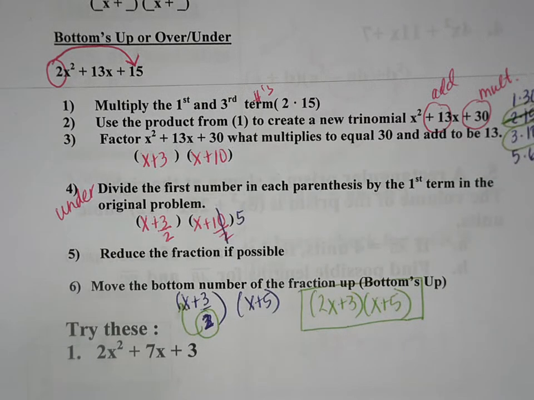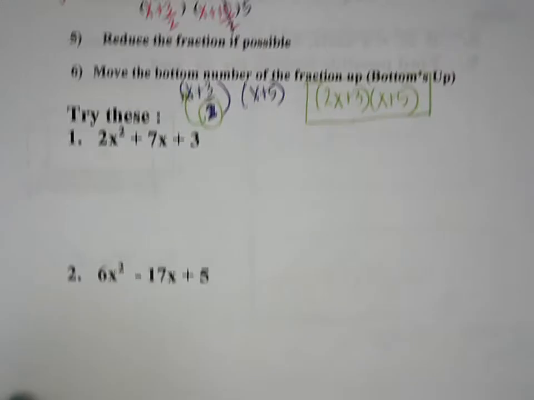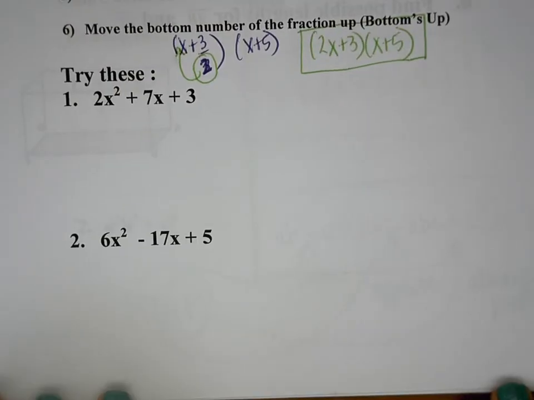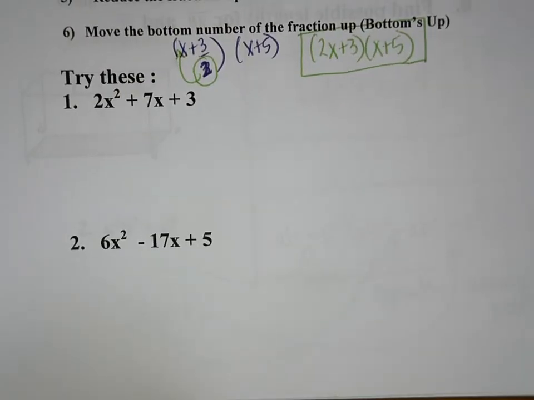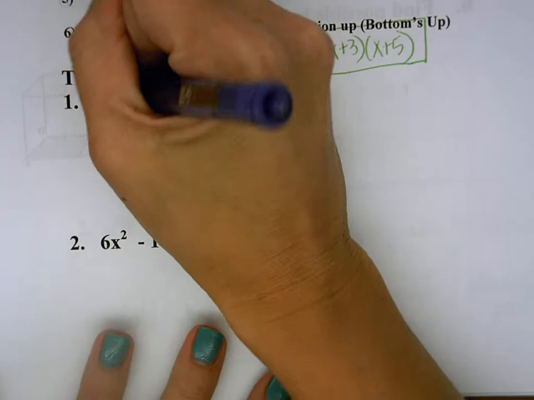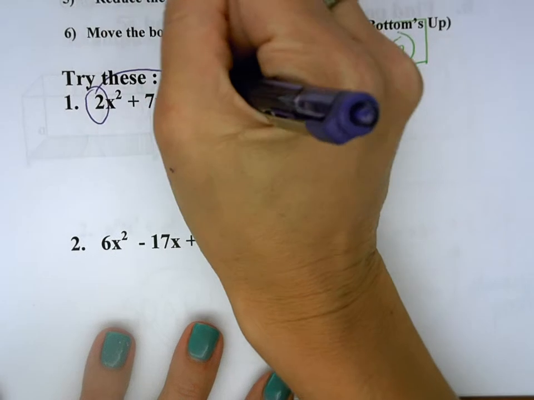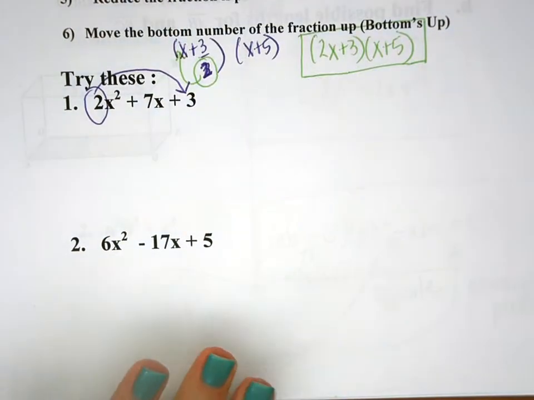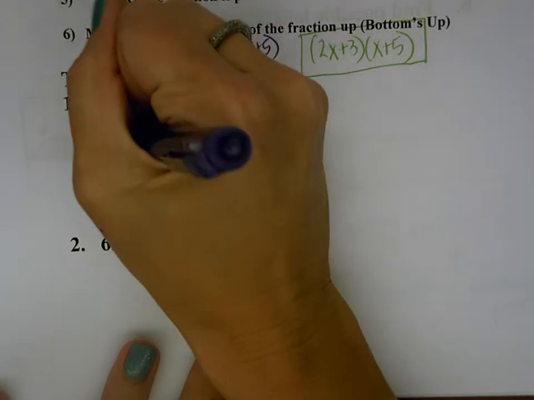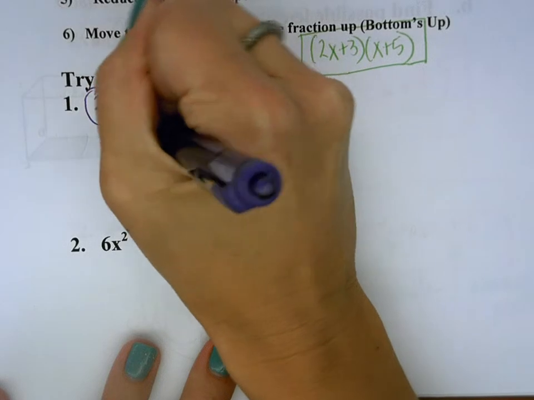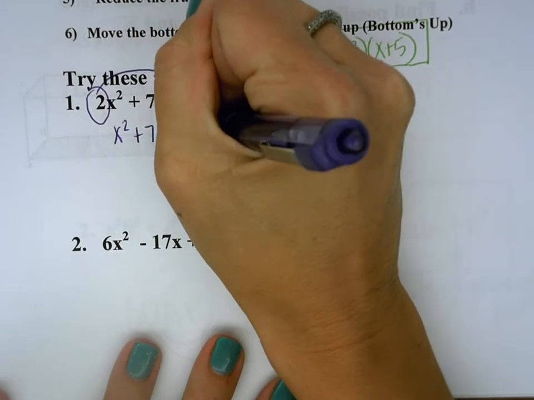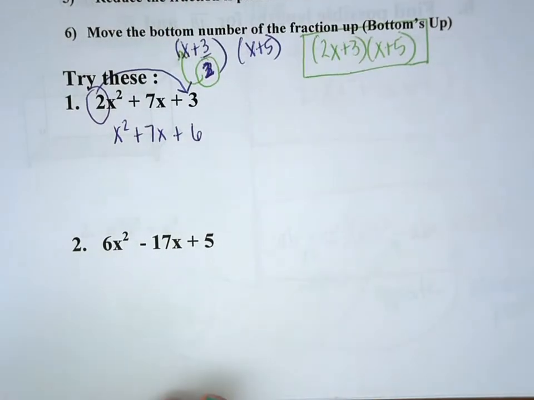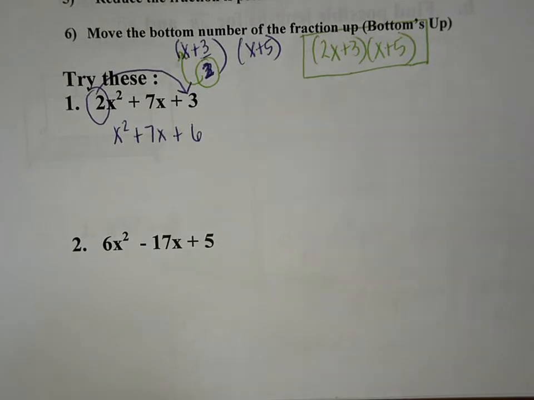Okay? All right, let's try example 1. What do we always check for first? GCF. Is there one? No. So we take our number in front and we multiply to the back. We're going over by 2. So I end up with x squared plus 7x plus 6. What numbers multiply to be 6?